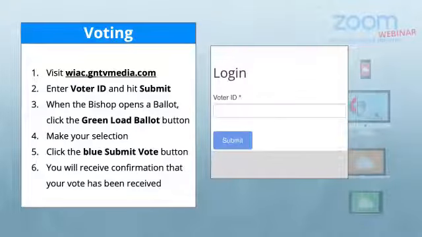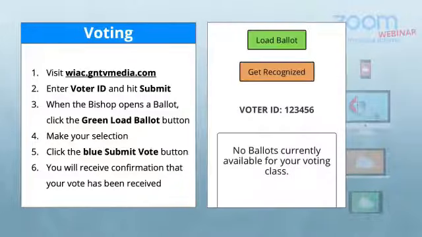We are getting very close to taking our first practice ballot. Before we do that, I just want to walk through the steps one last time. All of you by now should be on the conference voting website. You will load this website, then you will enter your voter ID and click the blue Submit button. And then, because there is no ballot open, you should be seeing the message, "No ballots currently available for your voting class." Once the bishop opens a ballot, you will click the green Load Ballot button.